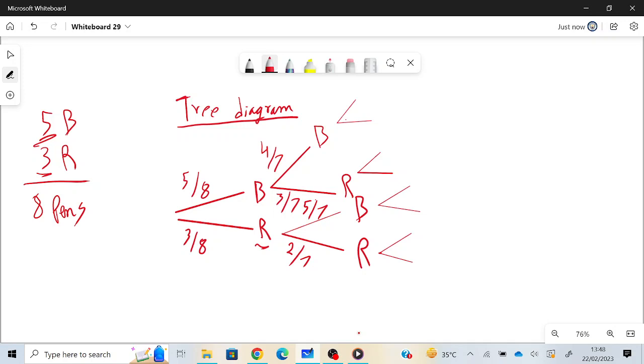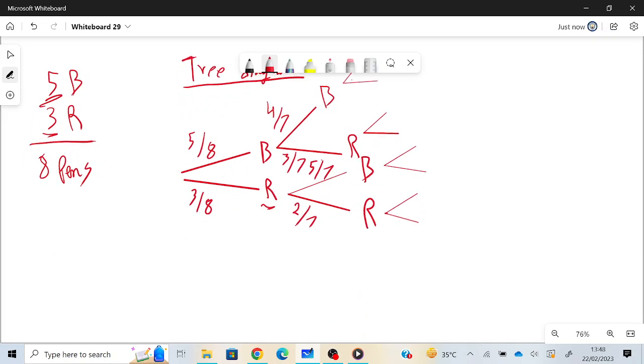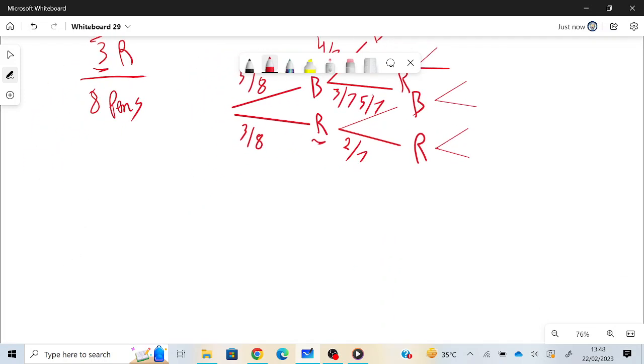Now the other part that I was talking about is the probability distribution table. Let me just call it the probability distribution table, PDT.